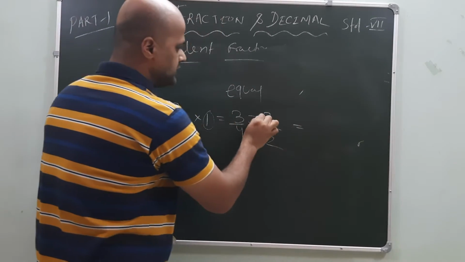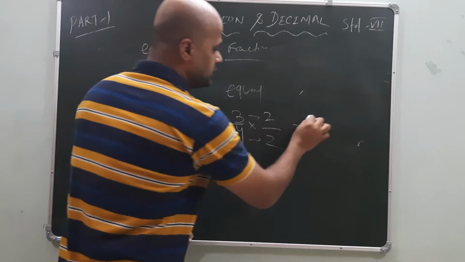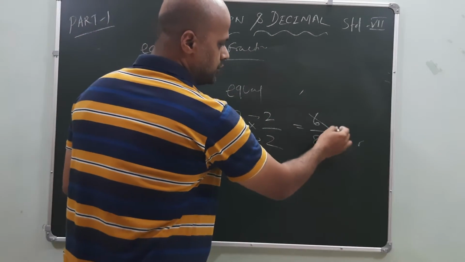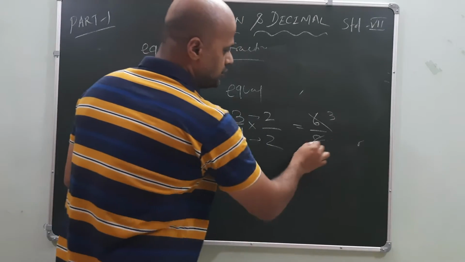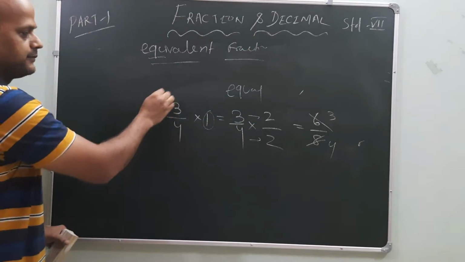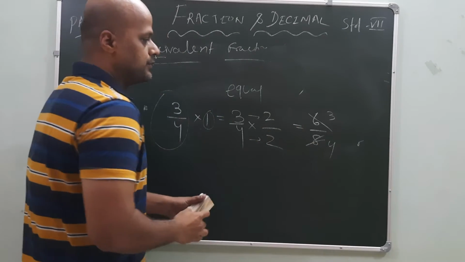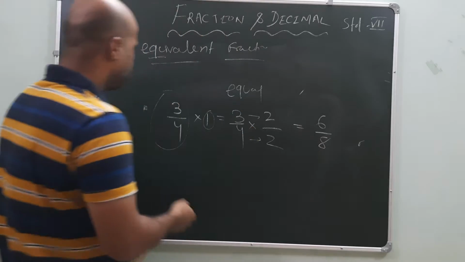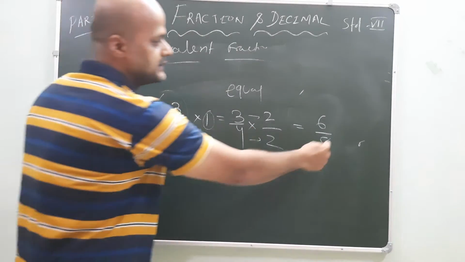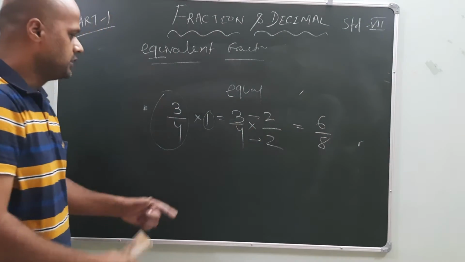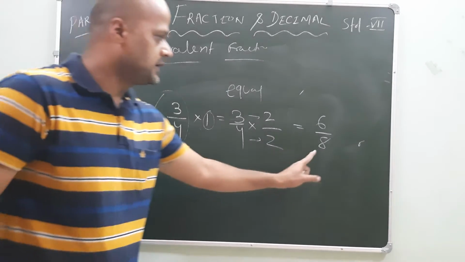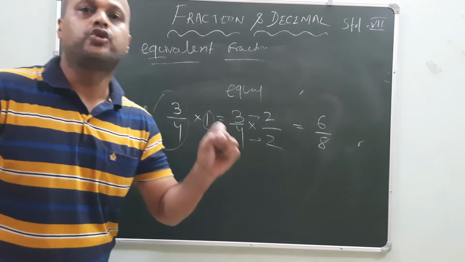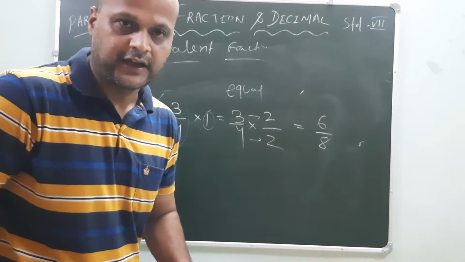Now multiply it. This one will multiply with this one. 6 by 8. Okay, if I cancel these two, 2 3s are 6, 2 4s are 8. Now 3 by 4 came here, or not? So I will say the equivalent fraction of 3 by 4 is 6 by 8. Again, the equivalent fraction of 3 by 4 is 6 by 8. So this is called an equivalent fraction.